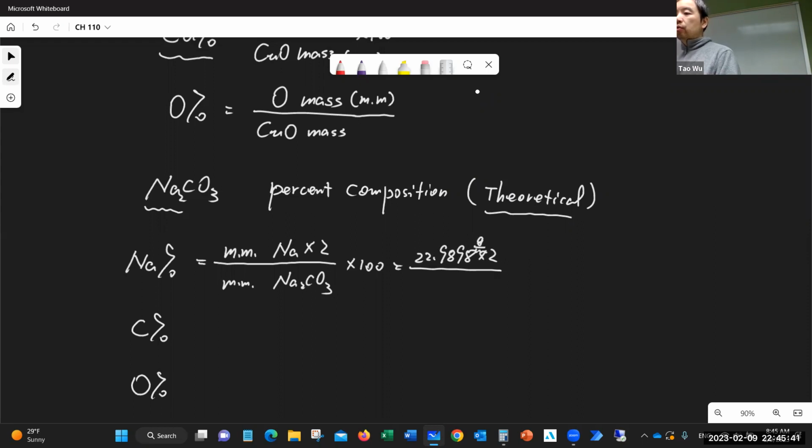And the total one, we can just calculate the total one because we're going to use it quite often. So 22.9898 times 2, plus carbon. Carbon is 12.0108, and plus, since we have only one carbon, plus 3 oxygens, which is 15.9994 times 3. So this is the molar mass of the sodium carbonate.